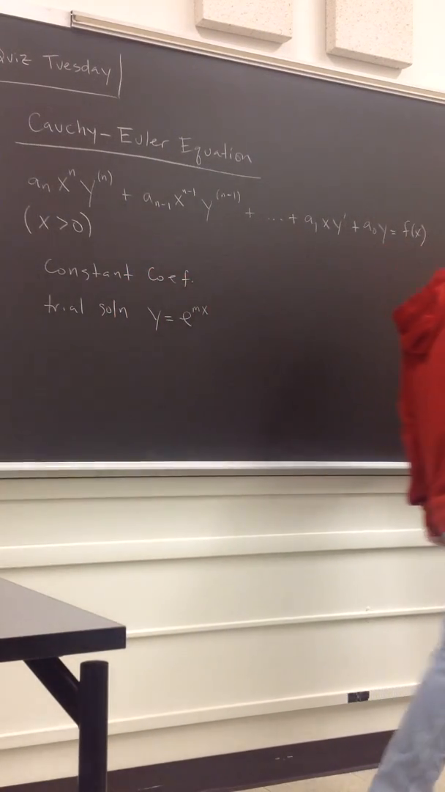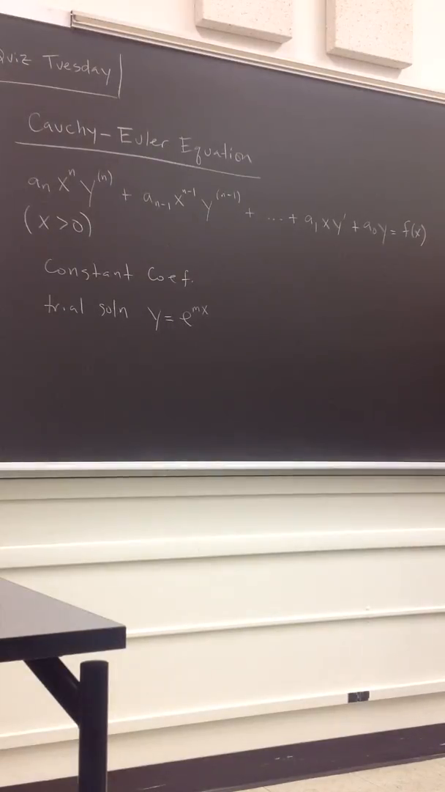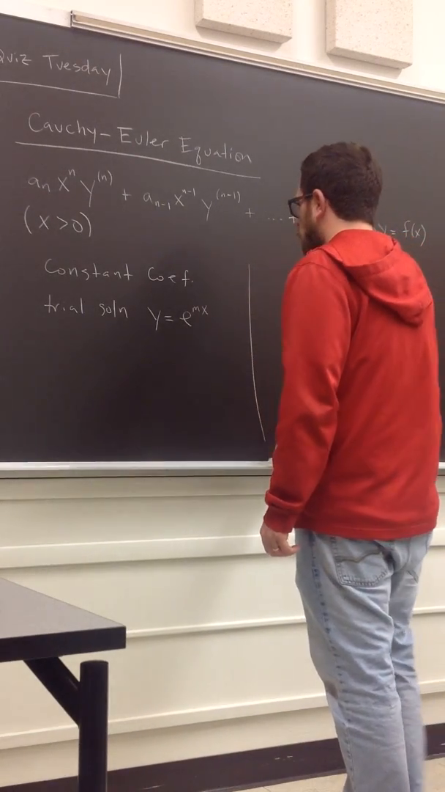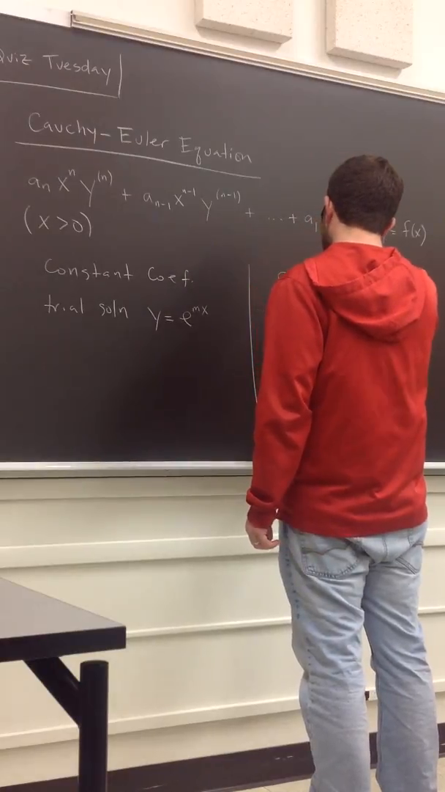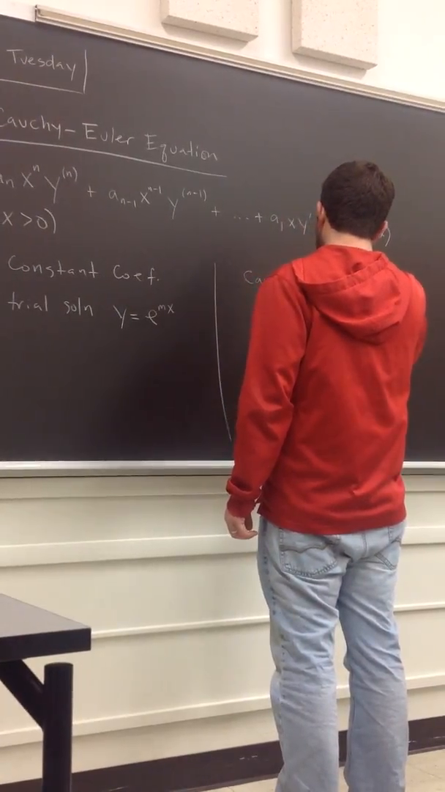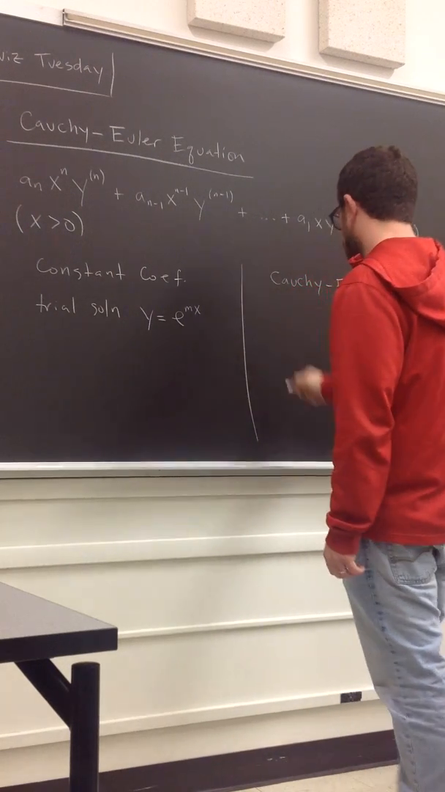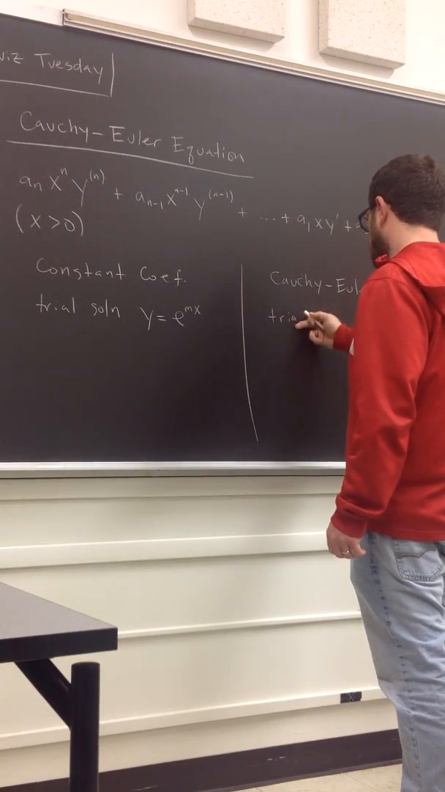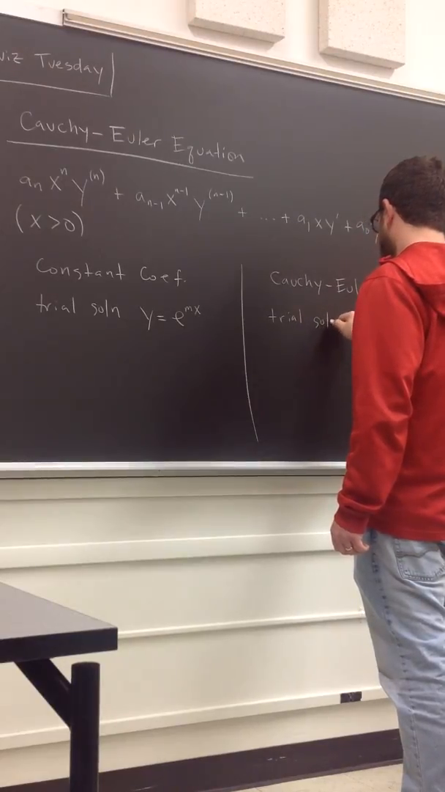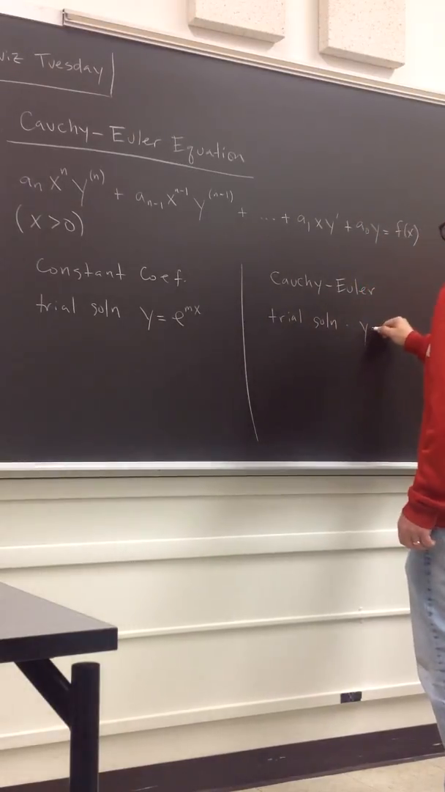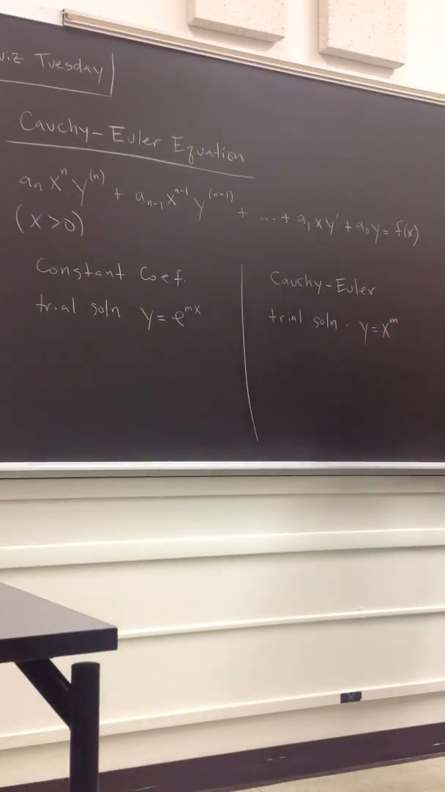And what's the reason for that? Well, you take several derivatives of this and substitute, and all of the derivatives are constant multiples of e to the mx. So after substitution, there's a common factor of e to the mx, and since it's non-zero, you can divide by it and solve for m. That's why that works. So for Cauchy-Euler equations, we will also use a trial solution, and here the trial solution is y equals x to the m.